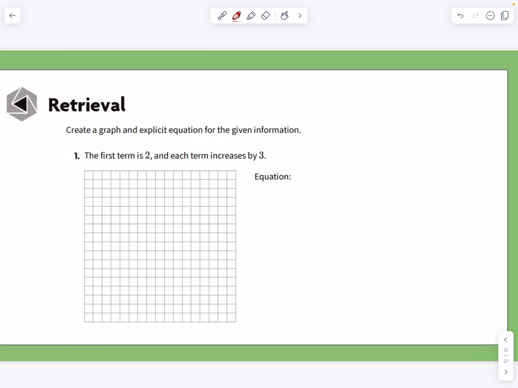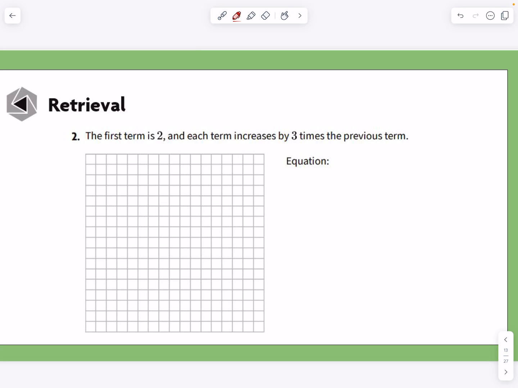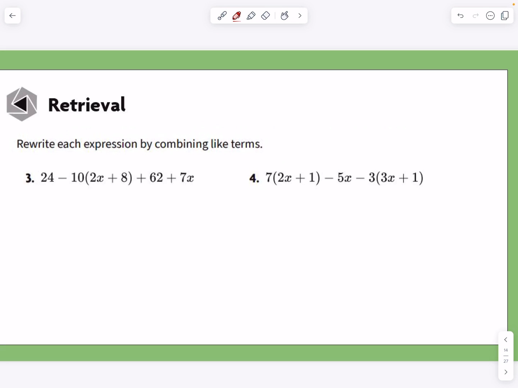All right, so then we had some retrieval just to practice that there, creating an explicit equation. The information of the first term is 2. Every term increases by 3. What would that be? So you work that out hopefully in class as well. Then another one with the first term is 2, and then you're increased by 3 times the previous amount. So anyways, that's the idea.